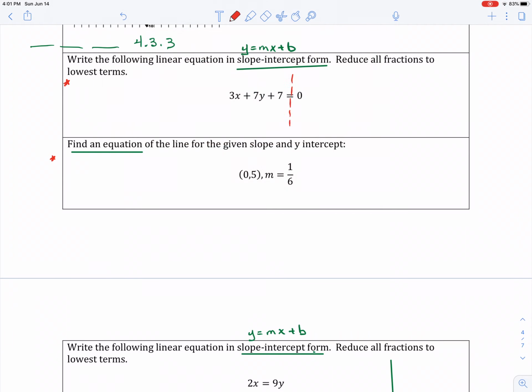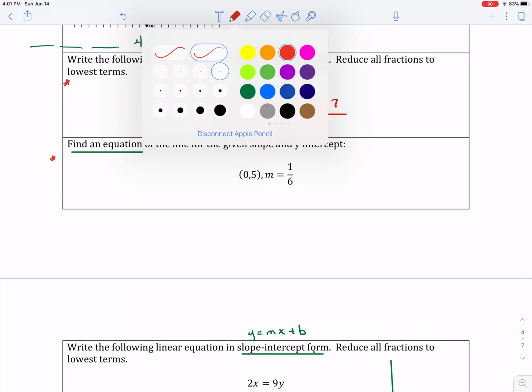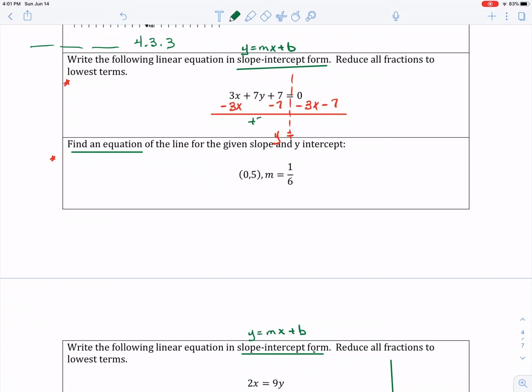There's my left side, right side. Remember, my goal down here is to get y by itself. So I'm going to begin by moving a couple of things off the left-hand side. I'm going to subtract the 3x, and I'm going to subtract the 7. That will leave the positive 7y still standing on the left-hand side.